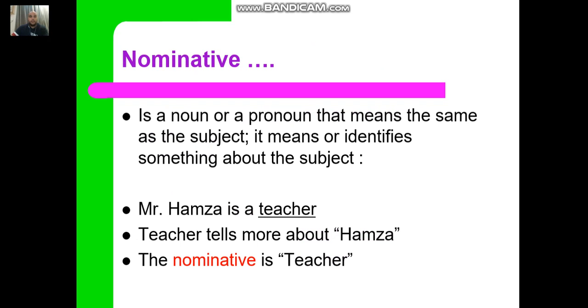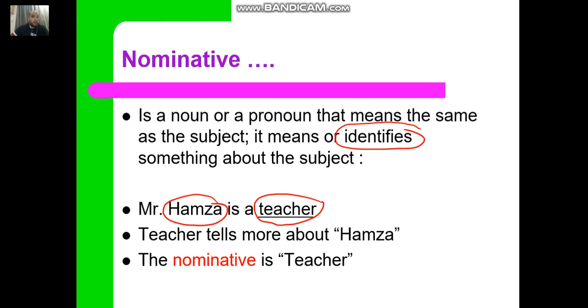Okay, let's carry on. Now, nominative is a noun or a pronoun that means the same as the subject. It means or identifies something about the subject. Pay attention to this one. It's going to help you a lot to identify the nominative. Mr. Hamza is a teacher. So teacher and Hamza are the same. Teacher is identifying Hamza. So teacher is a nominative.